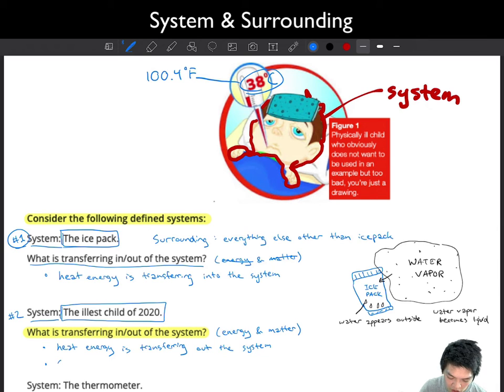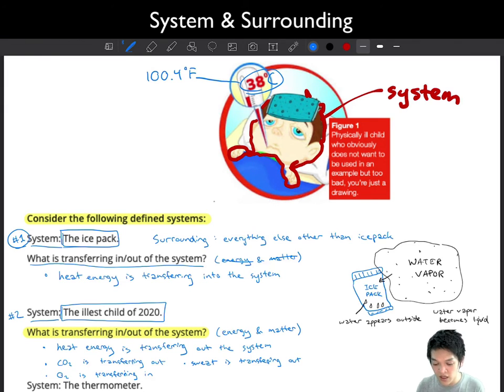So I can say CO2 is transferring out, O2 is transferring in. Right? So matter is being exchanged with the surroundings. Some students have previously said sweat. Yeah, sweat from the kid is transferring out, right? It's going from the kid to the environment.